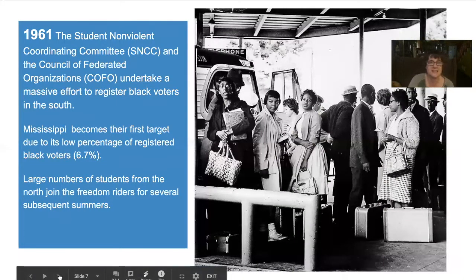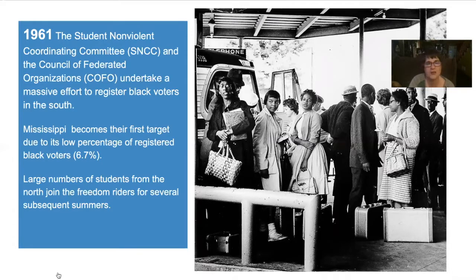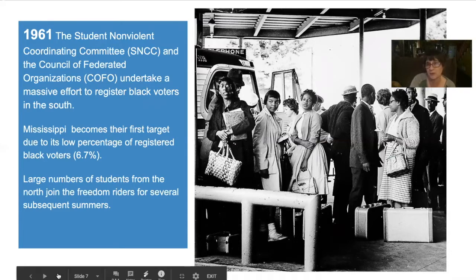Then in 1961 specifically, the Student Nonviolent Coordinating Committee and the Council of Federated Organizations undertook a massive effort to register black voters in the South. Mississippi becomes their first target due to its low percentage of registered Black voters. Only 6.7% in 1961 in Mississippi were registered to vote. Large numbers of students from the North joined the Freedom Riders for several subsequent summers. So this is an ongoing project.